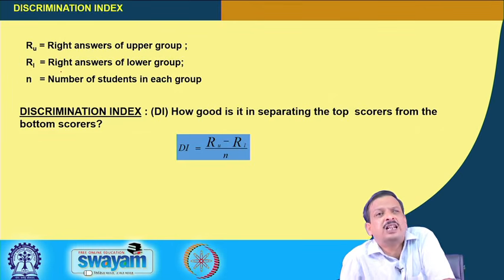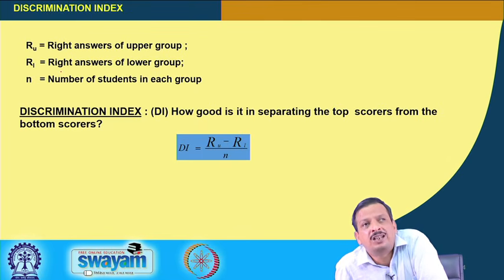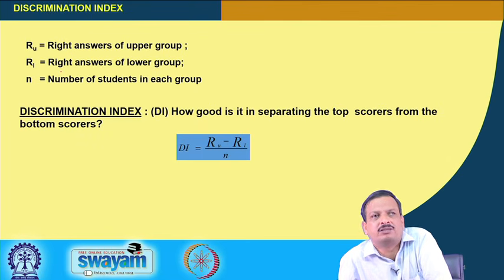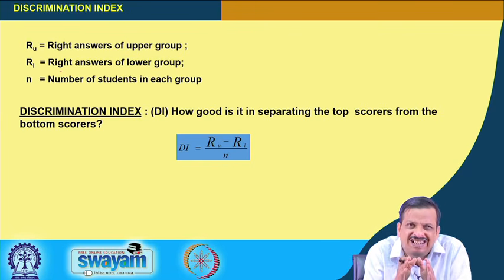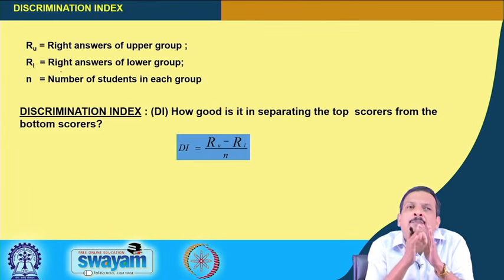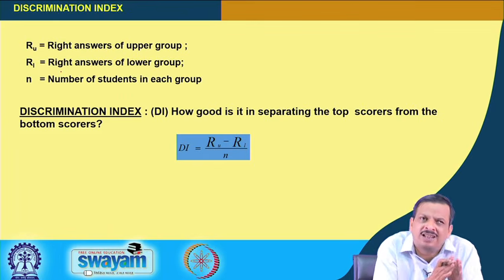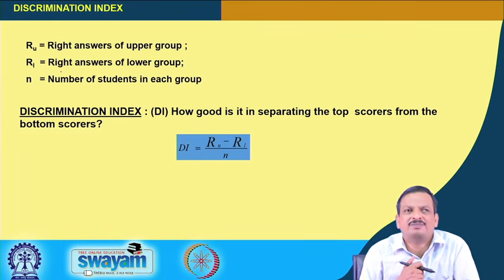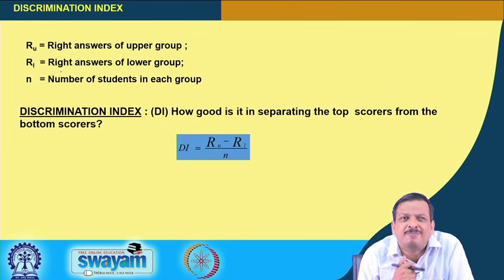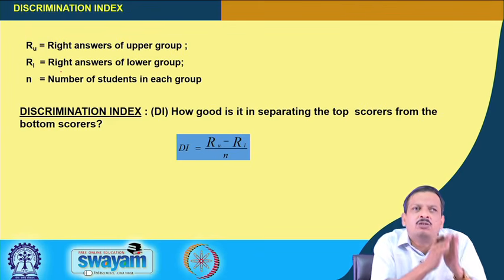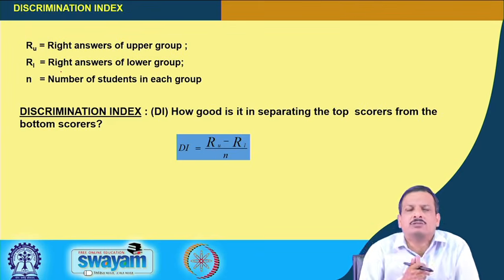So, what is the discriminative index? What do you mean by discrimination? Discrimination means how good is the question at separating the good students from the bad students. So, that is why it is called the discriminative index. It will differentiate between good students and bad students.